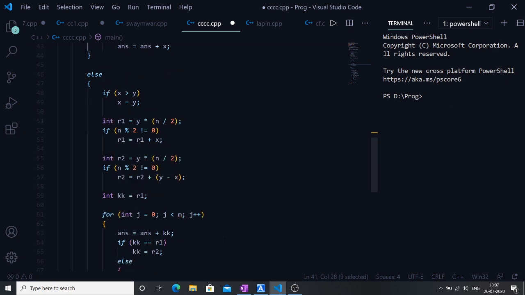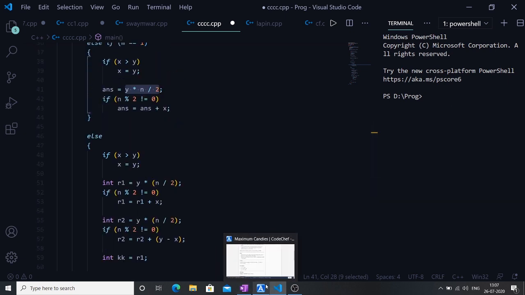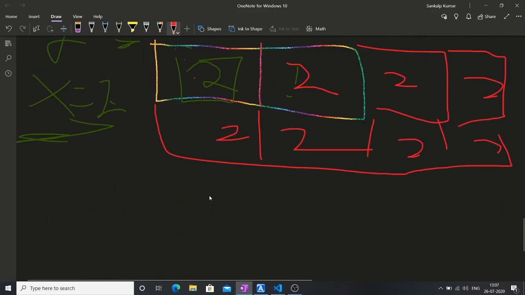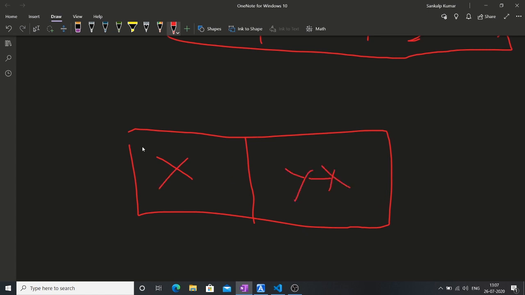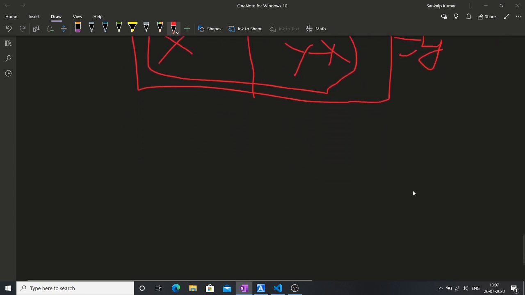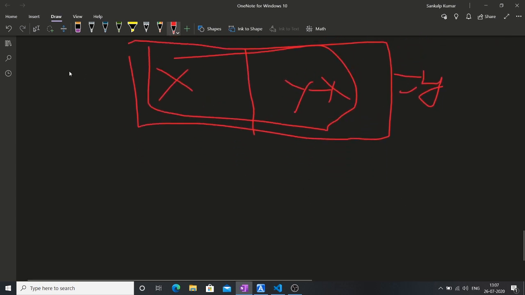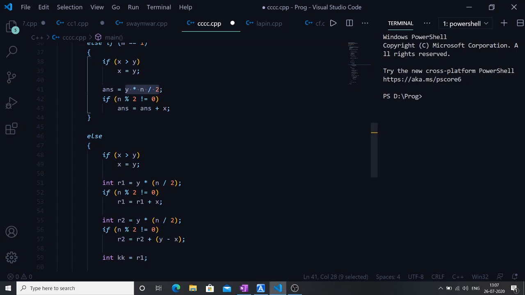Y, what is this? Let me explain you. This is x and this is y minus x. If we add these two, the sum will be y. Getting it? And this pattern repeats throughout the row. Okay. So this will be y into n by 2.